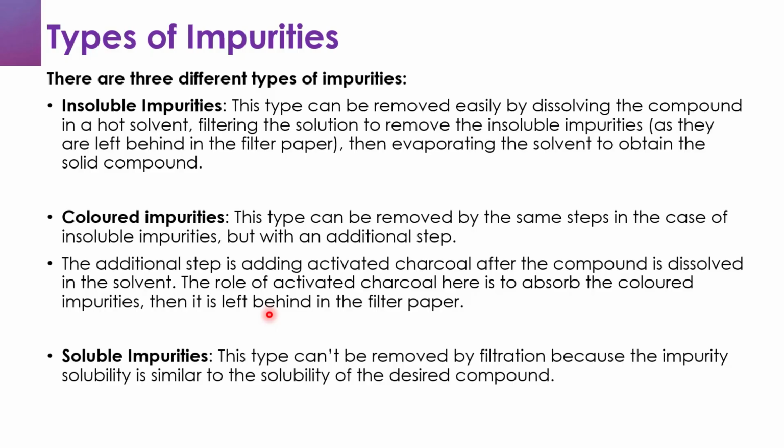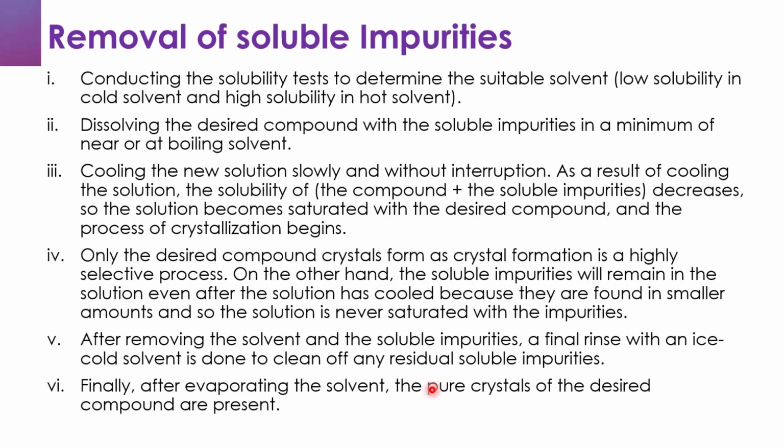The soluble impurities are able to dissolve in the solvent with our pure compound. So this type can't be removed by filtration because the impurity's solubility is similar to the solubility of the desired compound. So let's see how we can remove these soluble impurities.